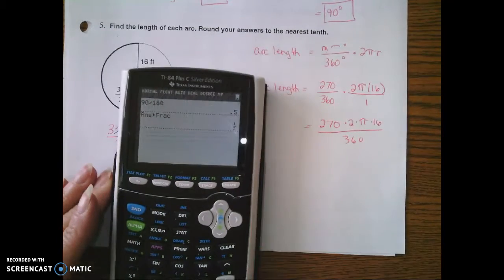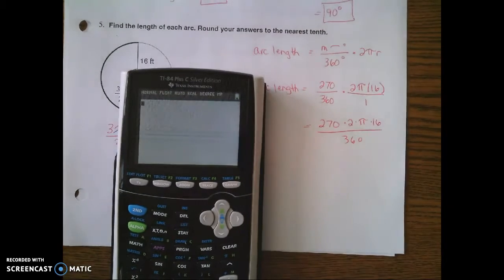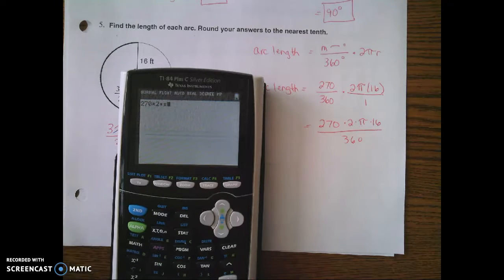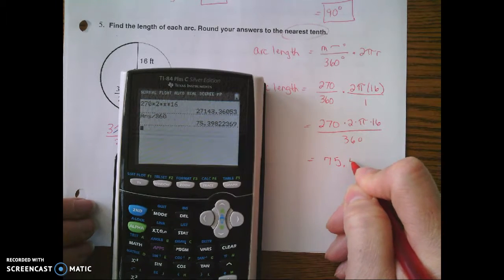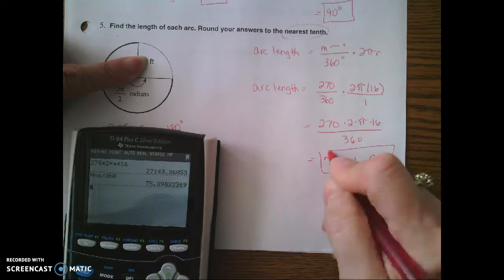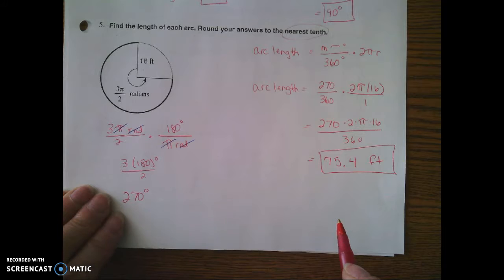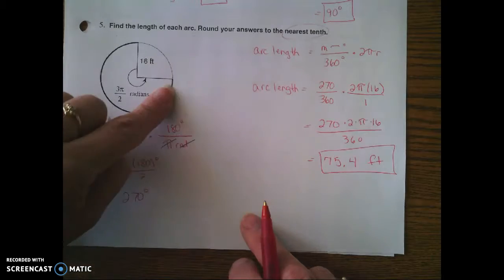This video is kind of dark because I have windows open and it's a bit bright here today. 270 times 2 times pi times 16. I'm going to hit enter. I'm dividing all that by 360, and it did say round to the nearest tenth. So 75.4, and the units left in this problem are feet. That is the length of this darkened arc, 75.4 feet for a 16-foot radius. So it makes sense. This answer should be longer than that.